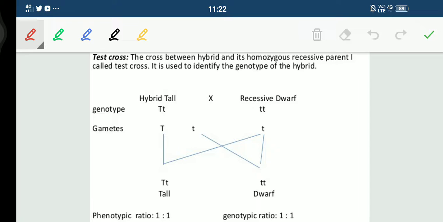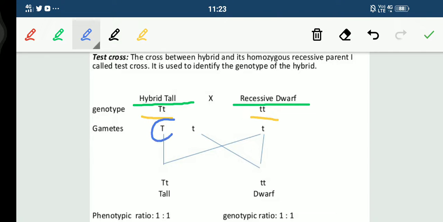So suppose we want to know the genotype. How will we be able to know this? With the help of the test cross. So you can see here, this one is the hybrid tall, students. And this one is the recessive dwarf. Now talking about their genotype, that is capital T small t, and this one is small t small t. Now what about their gametes?